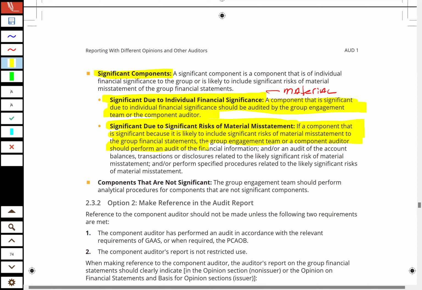Okay, so in other words, if a component is significant due to materiality, dollar amounts, or risk, then what? Then you're going to make sure those get audited by either the group auditor or component auditors. Okay, flashcard that. Now what happens?